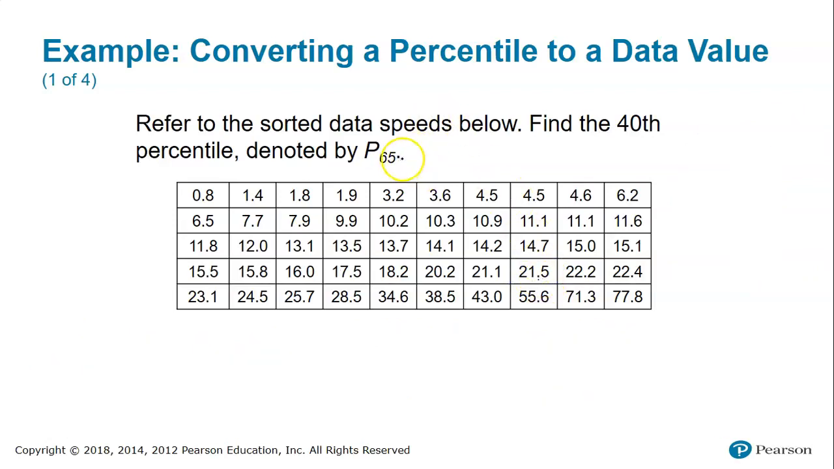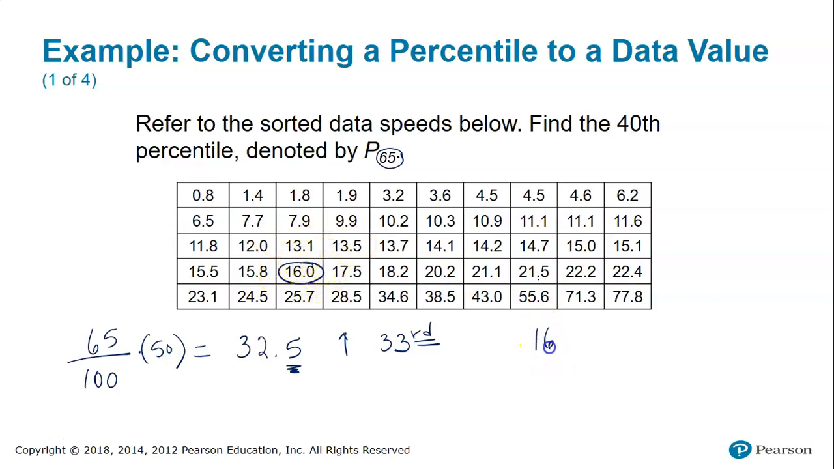Okay, here's a couple other examples. If you feel comfortable and want to try these on your own, go ahead. If not, just keep listening. I'm going to go through this. Again, we take the percentile, which is 65. We divide that by 100, and then multiply that by the number of data values. When I make this calculation, it comes up to 32.5. I have a decimal here, so that tells me I'm going to round it up to 33. So I'm going to take the 33rd value, which is 16.0. So my answer for this one would be 16.0.